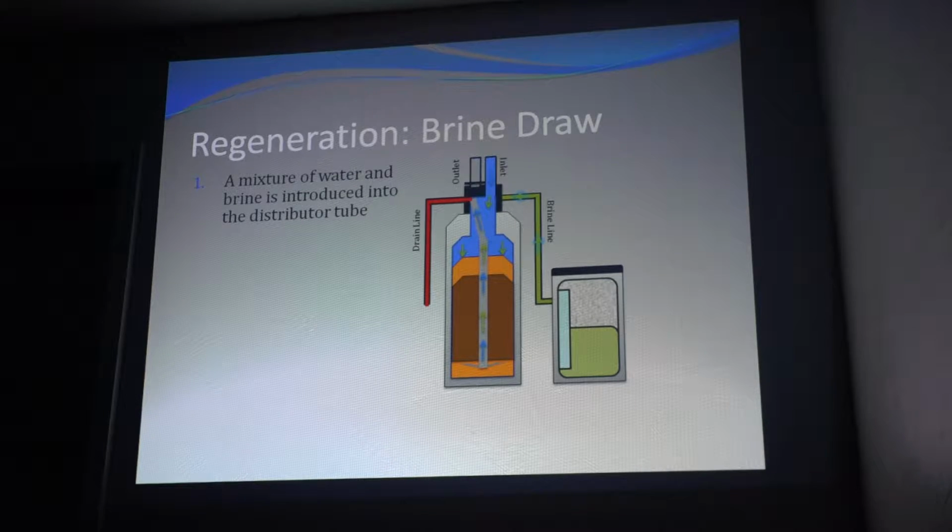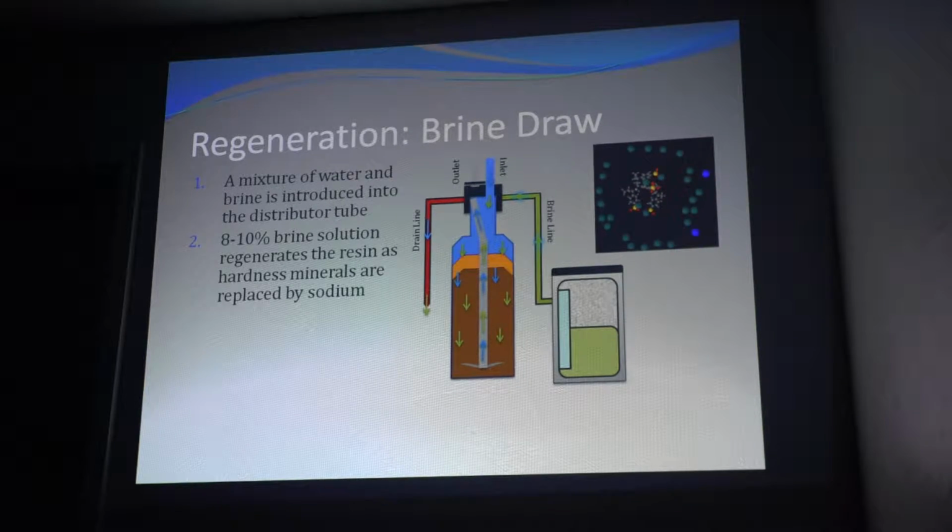Then we'll go to brine draw. A mixture of water and brine is introduced into the distributor tube. Now, you've got a full brine saturation, 100% brine in the brine tank. But if you were to rinse 100% brine through the resin, you get ion exchange, but you won't get good capacity. So the injector actually is sized so it can bring in an 8 to 10% brine solution, okay? And when it brings that in, it regenerates the resin as hardness minerals are replaced by the sodium.